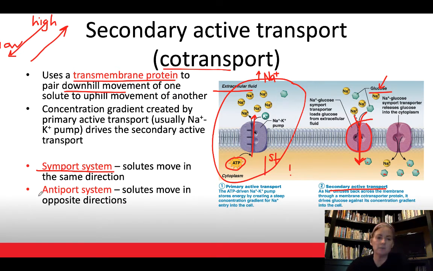Now, there are some cases where we have what's called an antiport system, where we have solutes that move in opposite directions. So there would be examples of active transport where sodium is coming into the cell in that direction, but we would have a different solute that, through secondary active transport, is actually moving in the opposite direction. So if they're moving in opposite directions, that would be an antiport system.